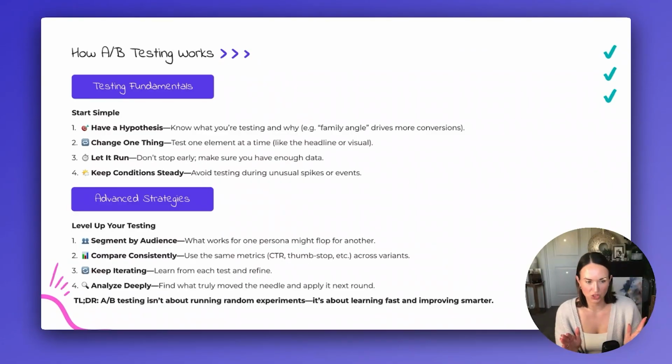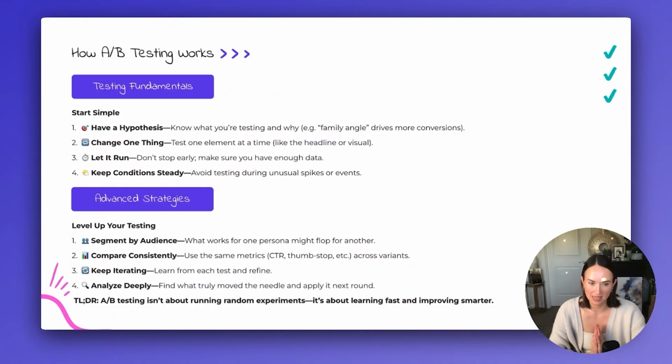And then advanced strategies, level up your testing. Segment by audience. What works for one person might flop for another. It's so important to have creative diversity because all different types of audience members have different justifications, reasons, emotional triggers, all the things as to why they purchase a product, which is why having diversity of creatives, what are the formats? I could be sold on a static, but someone might need a more higher definition ad that is like a sit-down testimonial of the founder. Maybe someone needs a UGC mashup to be sold, whatever it might be.